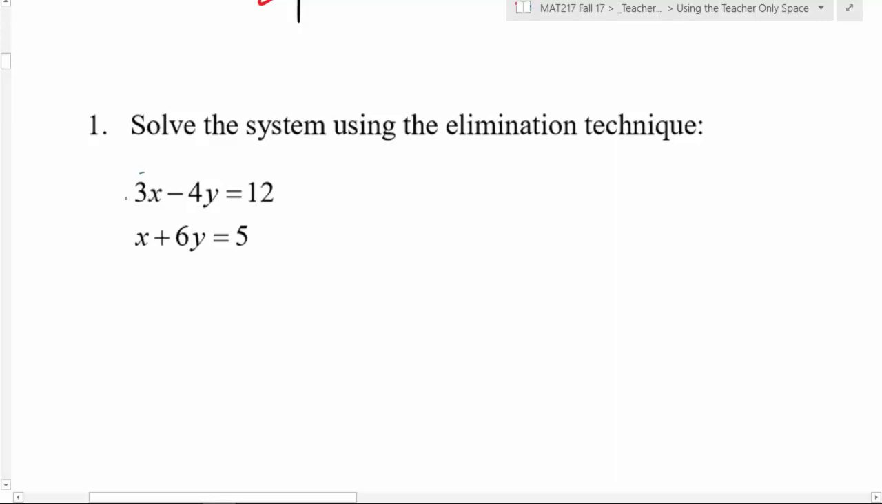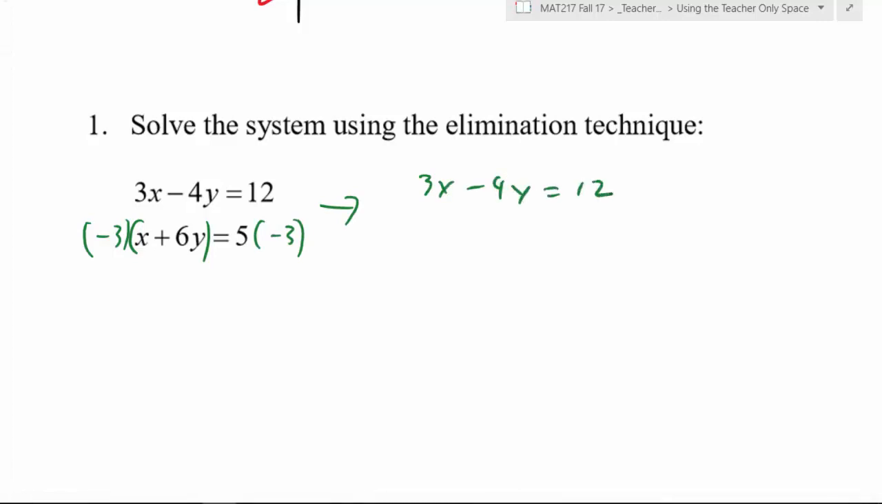So the easiest, the most simple one looks like it's the x's, where I want to multiply this bottom equation by -3. So if I multiply by -3 to both equations, that's going to give us 3x minus 4y equals 12 over the other equation, which would be -3x minus 18y equals -15.